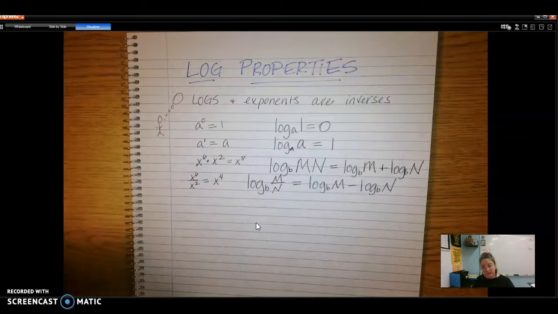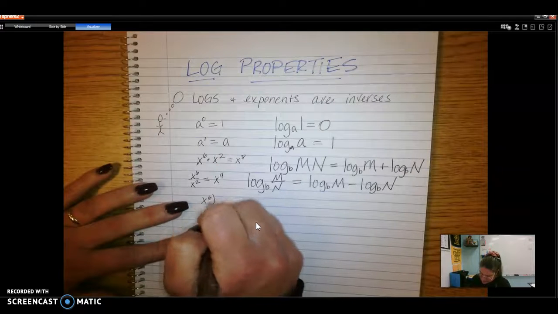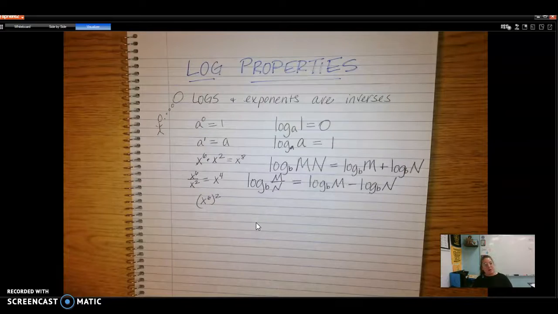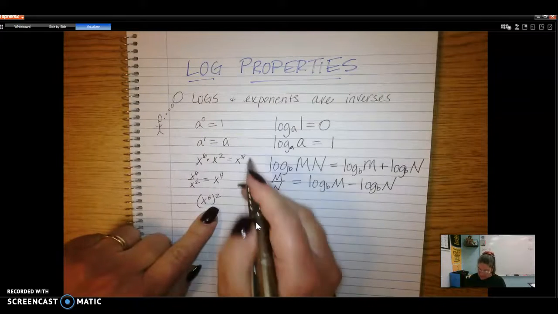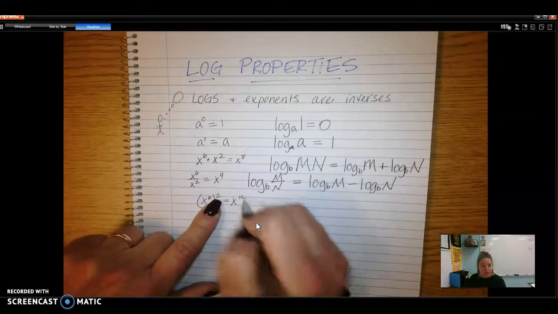Okay? The next property, by the way, we only have 2 more, but the next property is what allows you to do this, x to the 6th, and then raised to the 2nd power. If you remember those rules and properties of exponents, this is where you multiply, right? You get 6 times 2, which is 12.